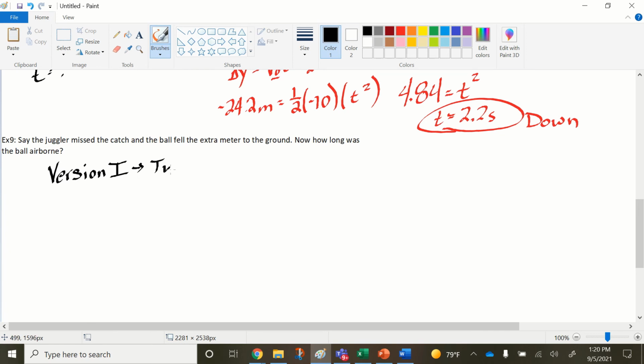Make the problem 2 parts. I think logically, this one's a lot easier. What are the 2 parts? It's your trip up, which we already solved for, and your trip back down.